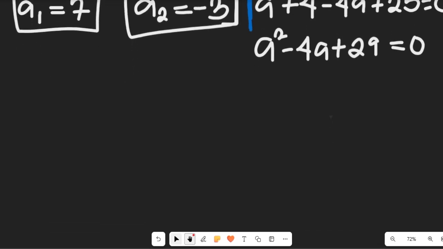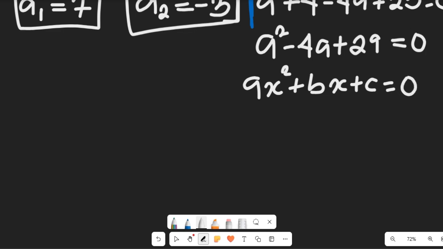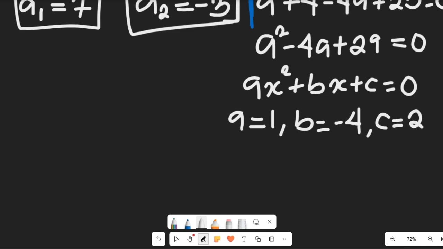Now look at that expression very well. That expression looks like this algebraic expression, ax squared plus bx plus c equal to 0. So using the algebraic formula, we can simplify this. If I use the formula, I'm going to have my a equal to 1, my b equal to -4, and then my c equal to 29.